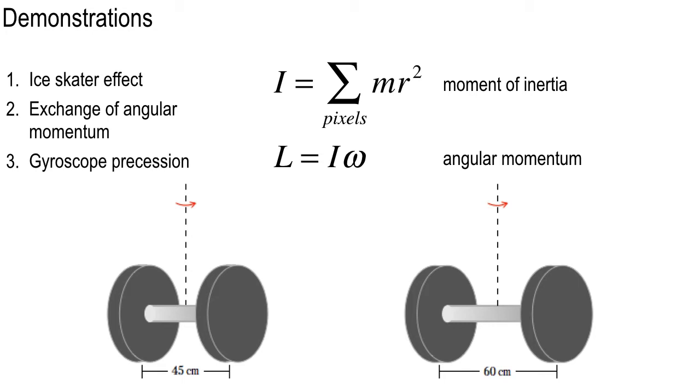All right, so getting back to these formulas, what you've just seen are some demonstrations of what happens when you rearrange R squared. That's the ice skater effect. And then what happens when you interact with the angular momentum of the system by applying internal forces.